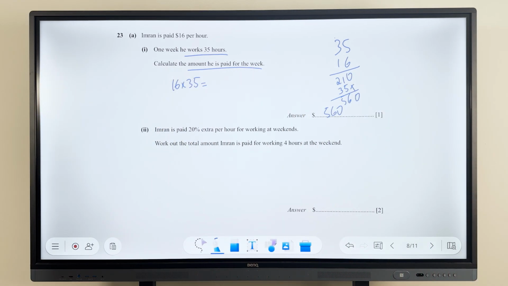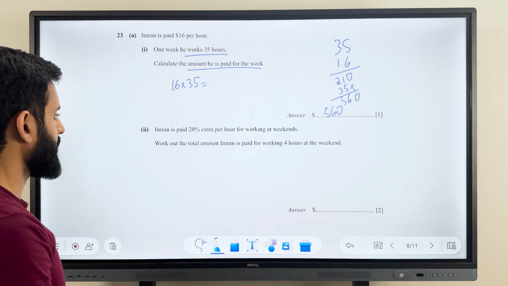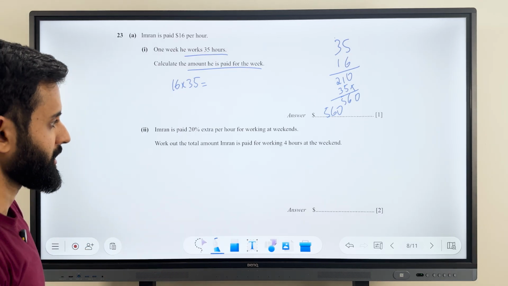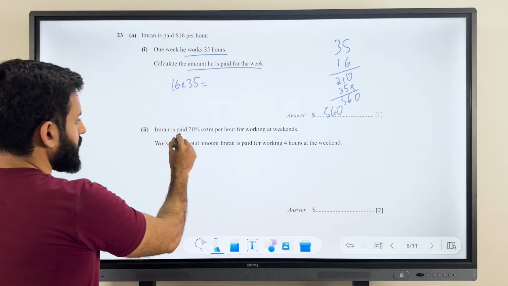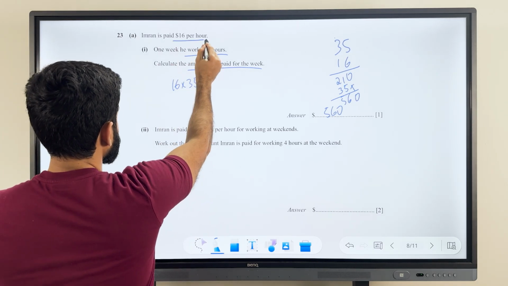Imran is paid 20% extra per hour for working at weekends. Work out the total amount Imran is paid for working 4 hours at the weekend. Okay. So first of all, he will not be getting $16 per hour.